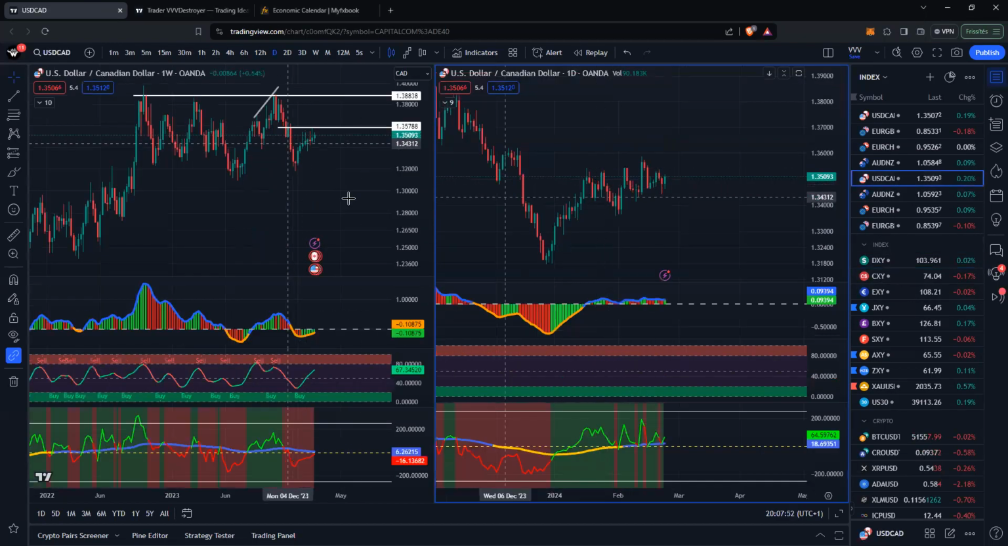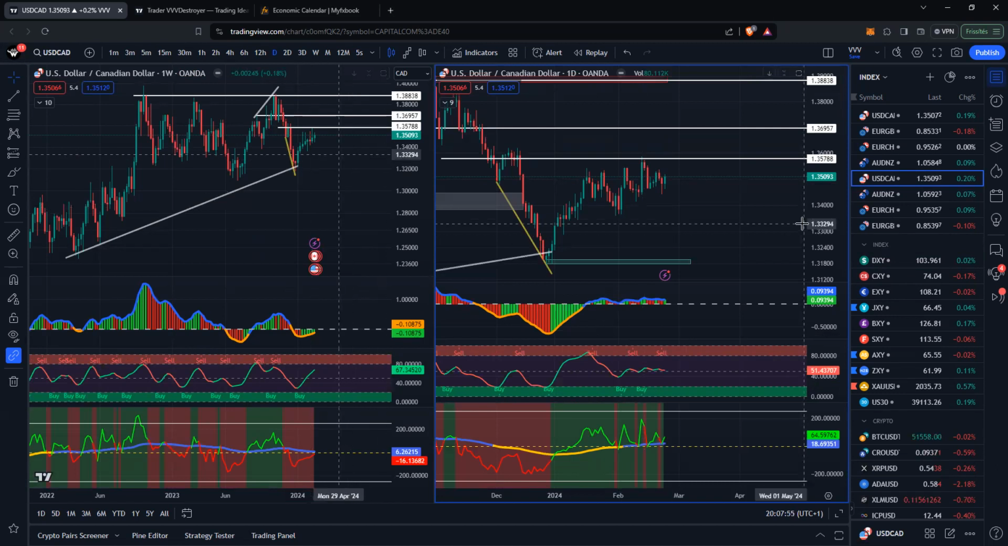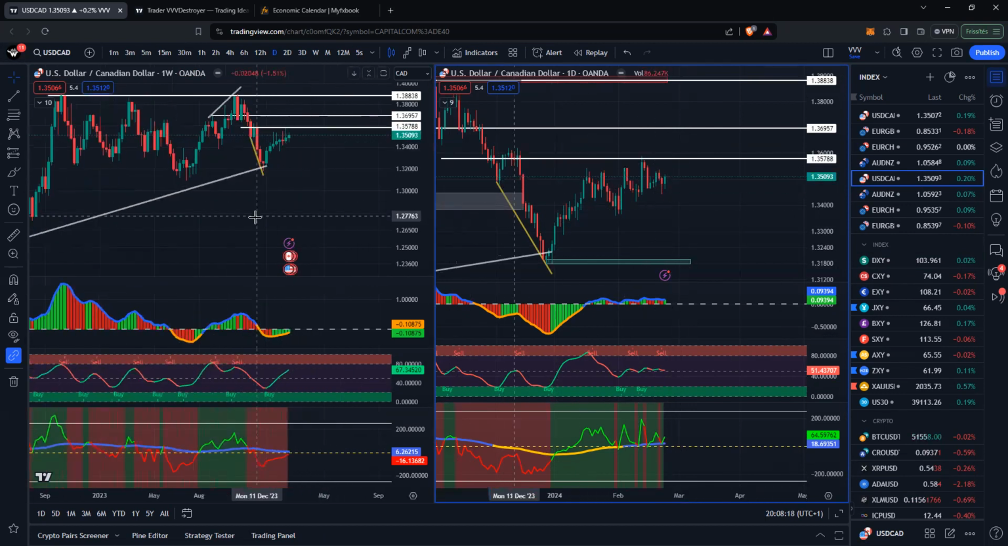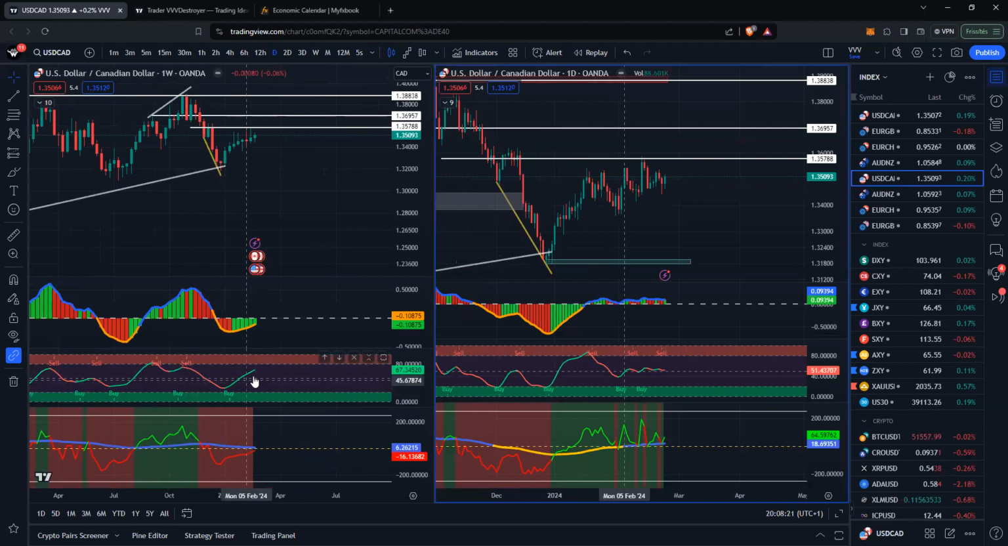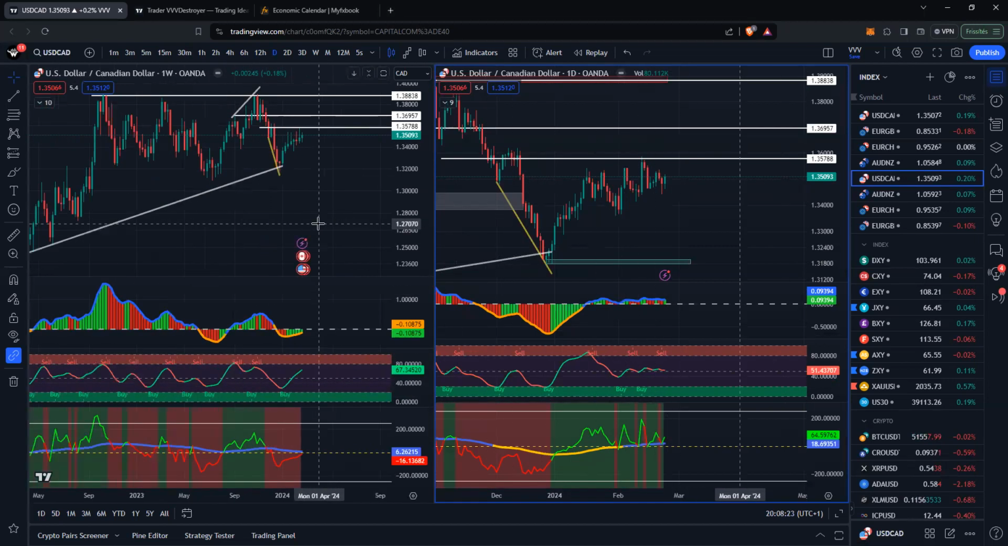Welcome guys, as usual we're going to start with the USD CAD. The CAD got bad news last week and we saw some strength from the USD. It was more likely the Canadian dollar weakness actually, and that's why the price went up a bit. But what I'm looking for here is the potential divergence to the downside, which is not looking well.